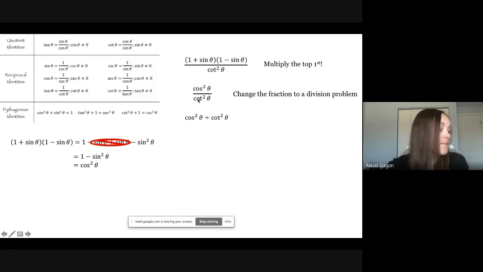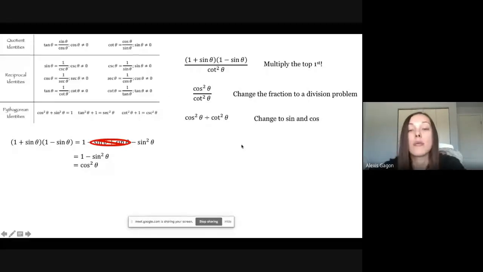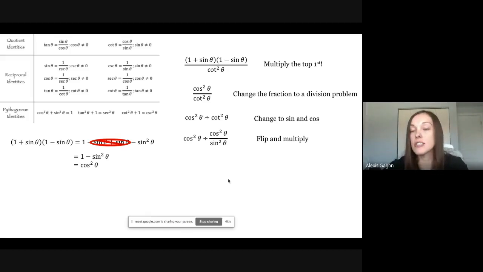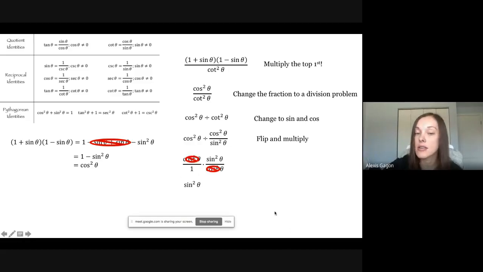Okay, so now change everything to sines and cosines. Cotangent is cosine over sine, so that's going to be cosine squared over sine squared. And when you divide, you flip and multiply. So that's the same as cosine squared times sine squared over cosine squared. I can put that over 1 to make this a little easier to see. Those cosine squareds cancel, and I'm just left with sine squared of theta.